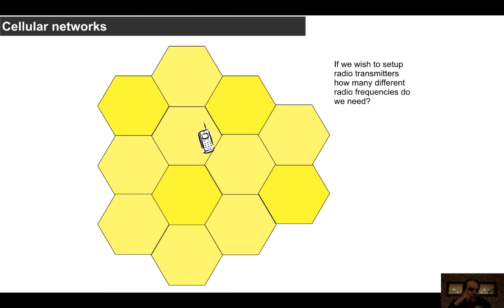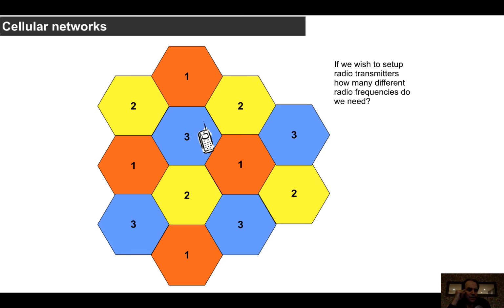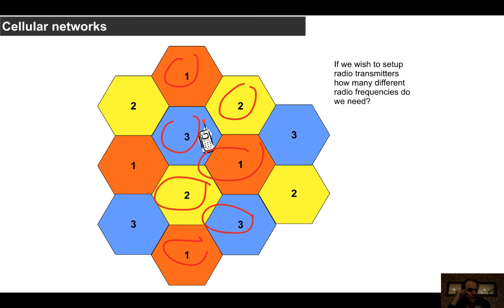So if we look at it, if we had a number of frequencies, let's call them different colours, how many different colours do we need to make sure there are no overlapping cells with the same colour? Well, the answer to this is 3. So we can see in this case, if we had a patchwork quilt with 3 different colours, we can colour them all in and never have 2 colours overlapping each other.